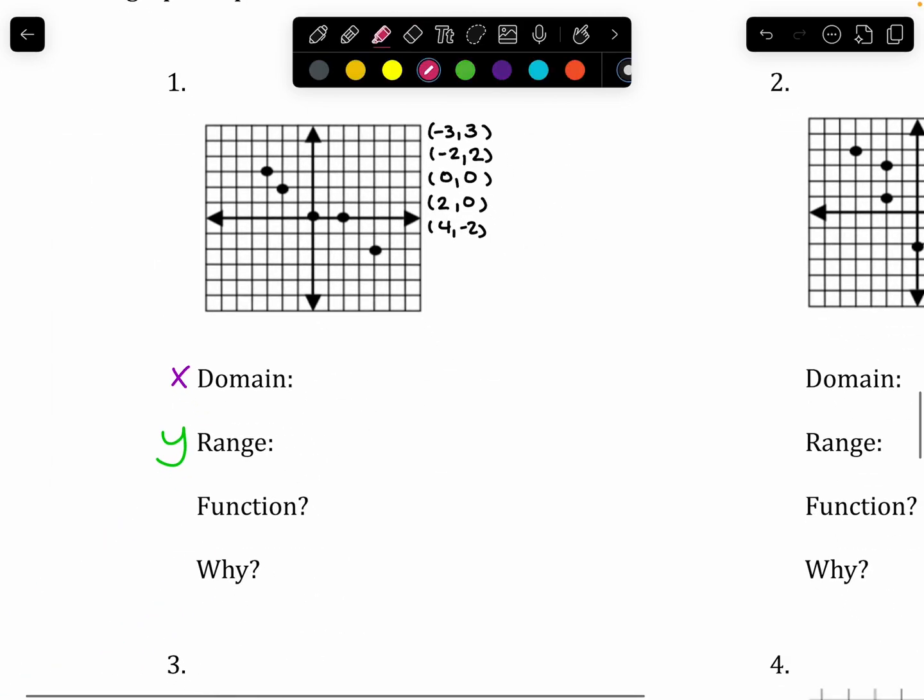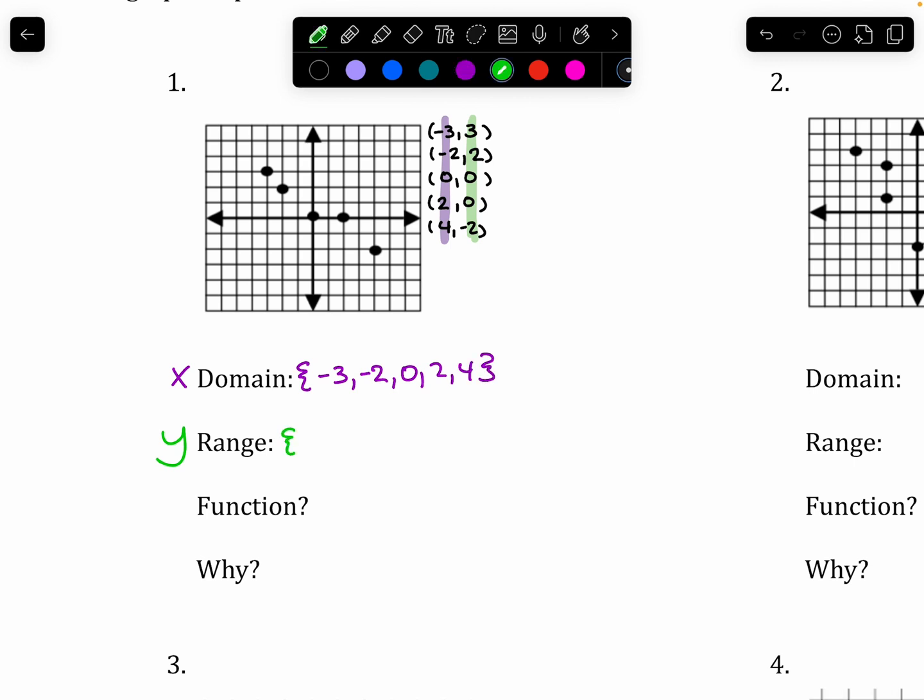And now that I've been able to list all of my coordinates, remember that your domain values are all of the x values, and your range values are all of the y values. So now we can take those coordinates and just list them. -3, -2, 0, 2, 4. And then my range values will be, I'm going to start at -2, 0. I'm only going to write 0 once. You do not have to repeat any repeating coordinate, any domain and range values.